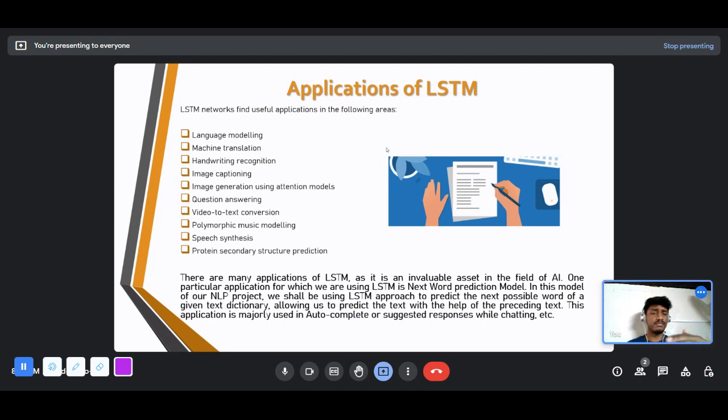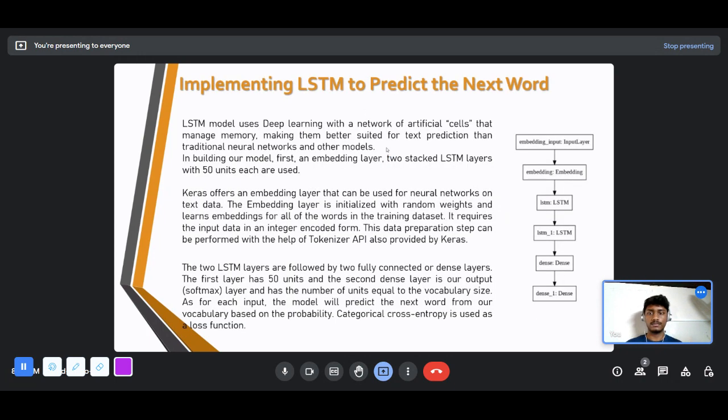All these suggestions are based on our previous searches or previous chats that we have done, to understand the context of what exactly we are talking about. And this LSTM model is a very correct and important feature to do so. Now, let us understand how exactly we are using LSTM in our project.